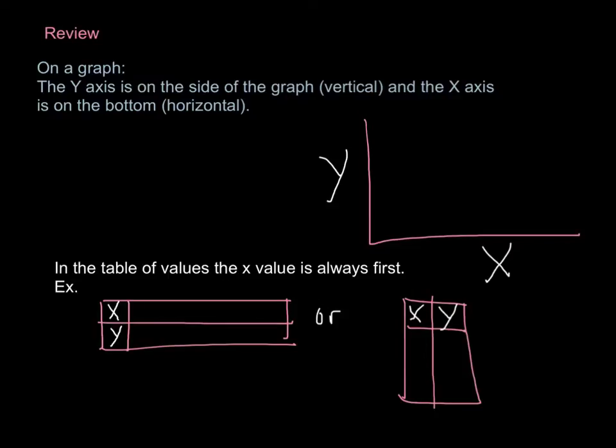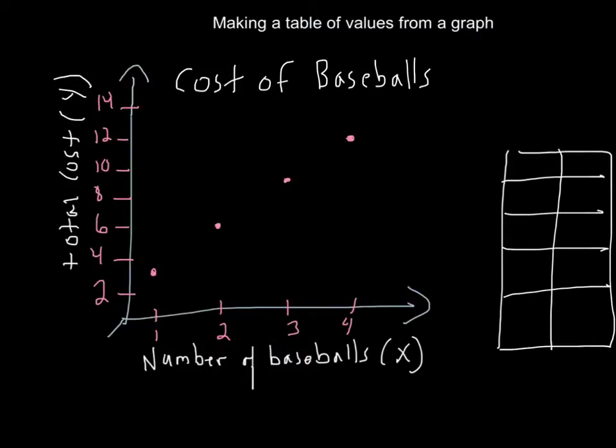Now let's take a look at our first example here. First we're going to look at making a table of values from a graph itself. On here we've got our y-axis, which is our total cost, and our x values, which are our number of baseballs. We're looking today at the cost of baseballs. As you can see here, all the points have been plotted. So all we have to do then is write down the values in this table.